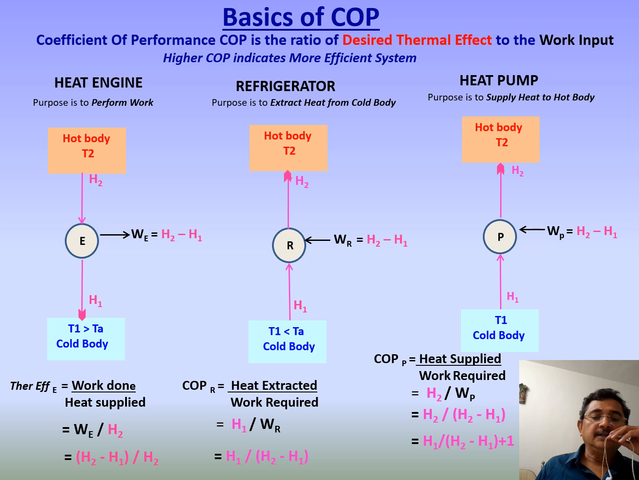Further calculating, H2 upon H2 minus H1 will give you H1 upon H2 minus H1 plus 1, that is, coefficient of performance of heat pump is equal to the coefficient of performance of refrigerator plus 1. COP of heat pump is equal to COP of refrigerator plus 1.